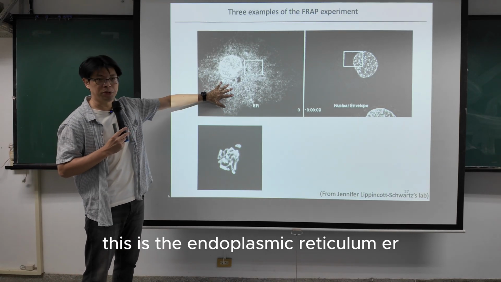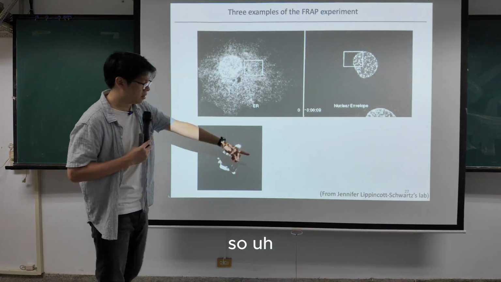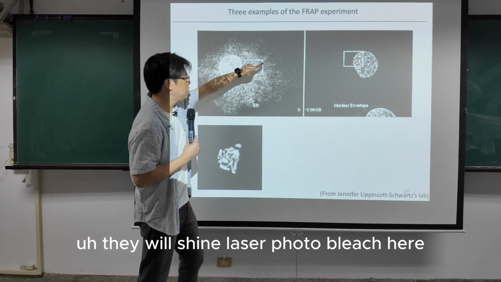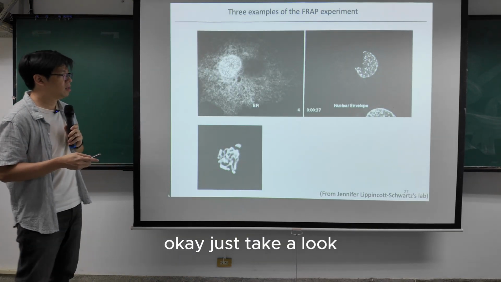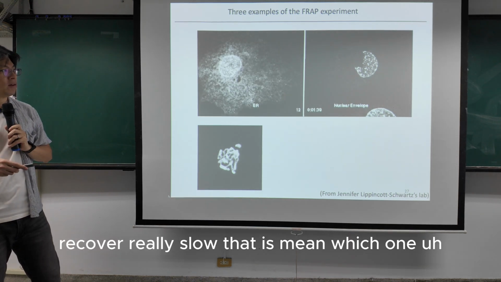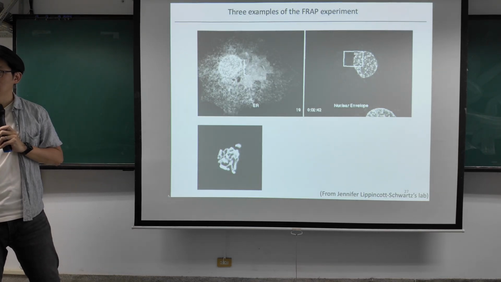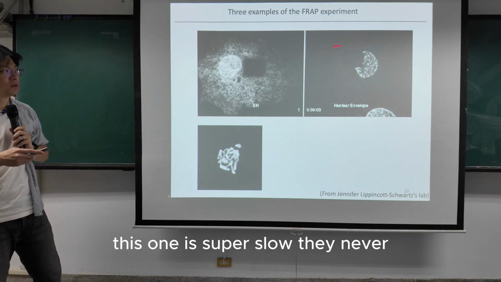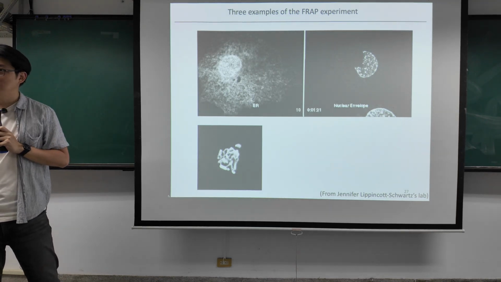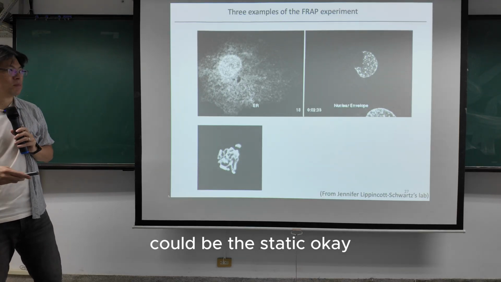This is the endoplasmic reticulum, ER, and this is the nuclear envelope. So Jennifer Lippincott-Schwartz's group would shine a laser to photobleach here. Just take a look. You will see that one recovers back, right? The other recovers really slowly. That means which one moves faster? ER, right? This one is super slow. They have a low mobile fraction.